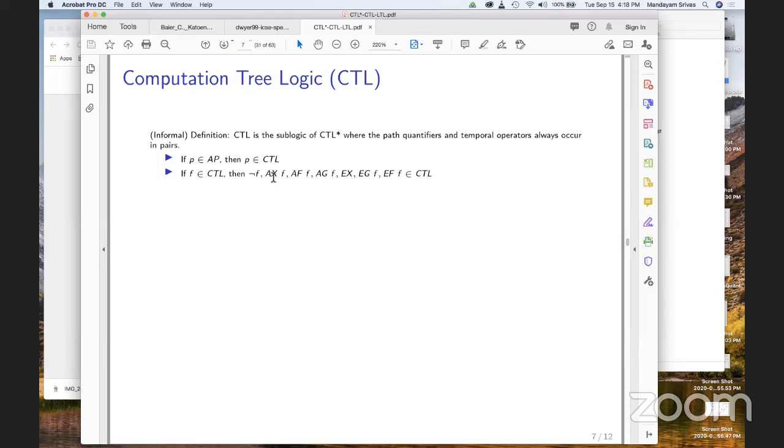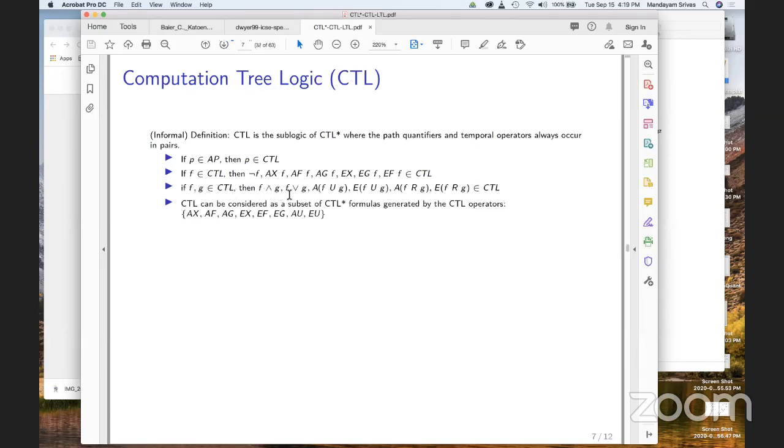What the restriction is here: whereas in CTL star you could apply multiple path formula constructing operators like X, F, and G before you encapsulated that with A or E, the path quantifiers, what the CTL restriction requires is that you have to apply an A or E immediately after applying the temporal operator. That's what the restriction is.